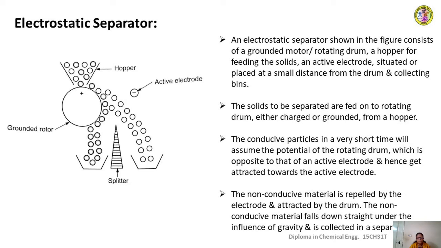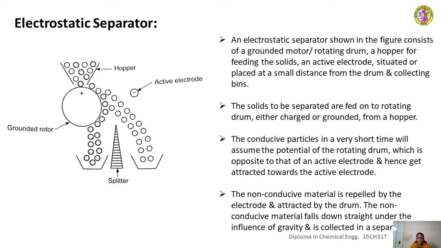below the grounded rotor as the rotor turns down, so they can be collected in a separate bin. So if we provide a splitter in between, the two bins will collect the different materials, that is, the different particles of different kinds of materials. So this is how we can obtain a separation in an electrostatic separator by creating an electrostatic field.